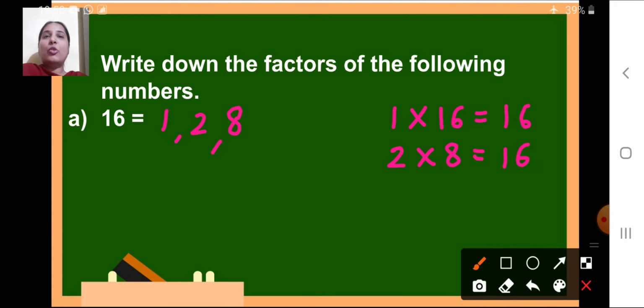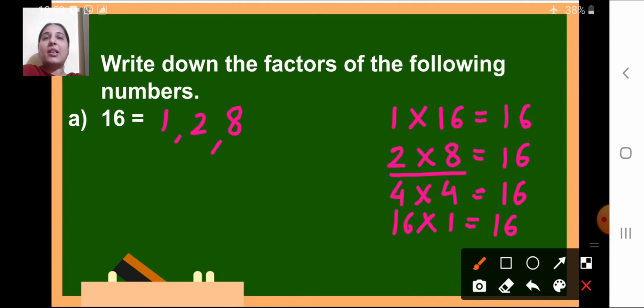Then you don't get 16 in the multiplication table of 3, but you get it in the multiplication table of 4. How many times? 4 fours are 16. It means 4 is also a factor of number 16. Because 8 twos are 16, here we have seen 2 eights or 8 twos are 16. So now we will get 16 in the multiplication table of itself: 16 ones are 16.